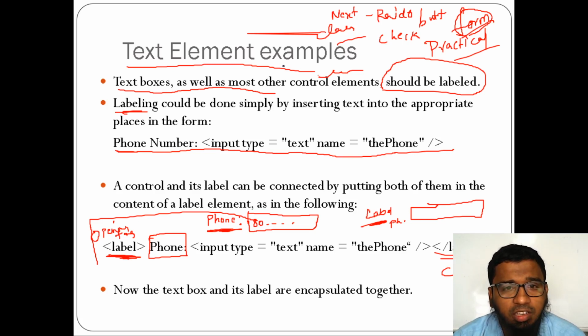Text element. Like input element, we are encapsulating it together with the label tag. Label phone, then input type equals text, name equals phone. So we will do the practice. First I will finish the input types, then we will go to the practical session.